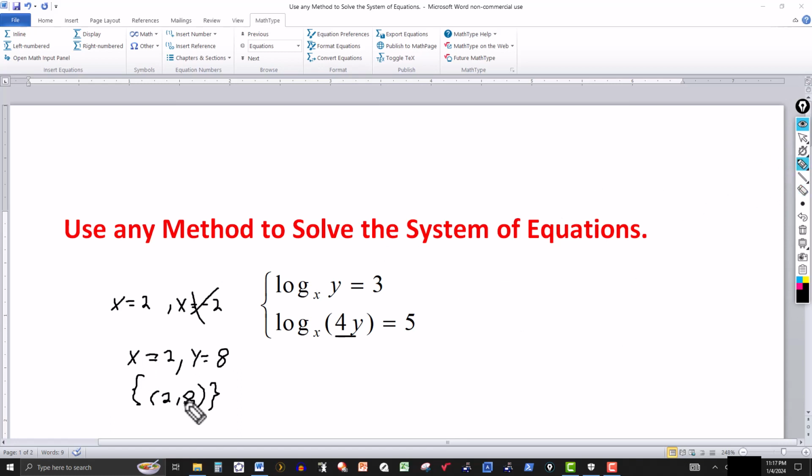Now let's try the other one. Again, we have log base x, we got 2, so let's put a 2 here. And then y is 8, 4 times 8 is 32, and that's supposed to equal 5. So log of 32 to base 2 equals 5. Is that true? Let's rewrite it in exponential form. 32 is supposed to equal 2 to the 5th. 5 factors of 2 does give you 32. So it checks. That's the solution.